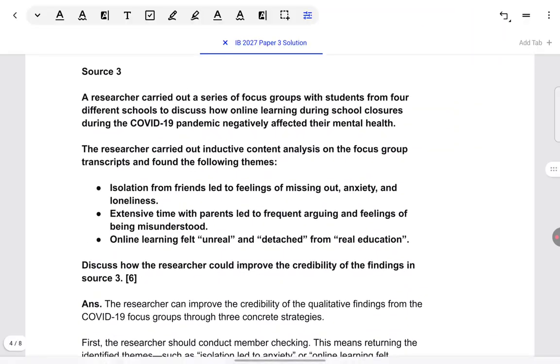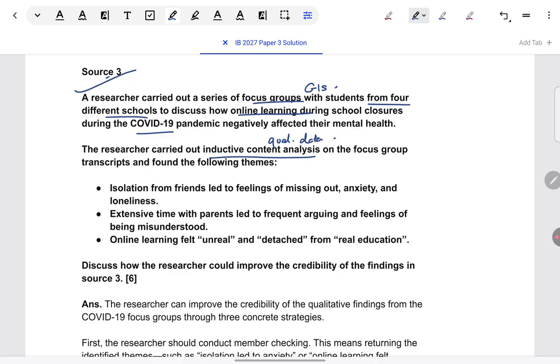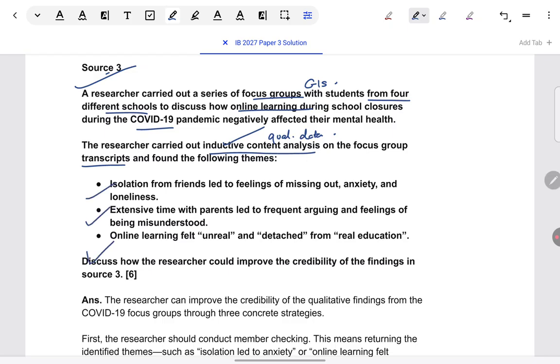There's another source given. A researcher carried out a series of focus groups with students, focus groups meaning group interviews, from four different schools to assess how online learning during school closures during the COVID-19 pandemic negatively affected their mental health. And of course, because it's qualitative data from focus groups, they had to analyze the transcripts. They did specifically inductive content analysis, meaning from specific ideas in the data, they induced larger patterns. And they came across the following themes.